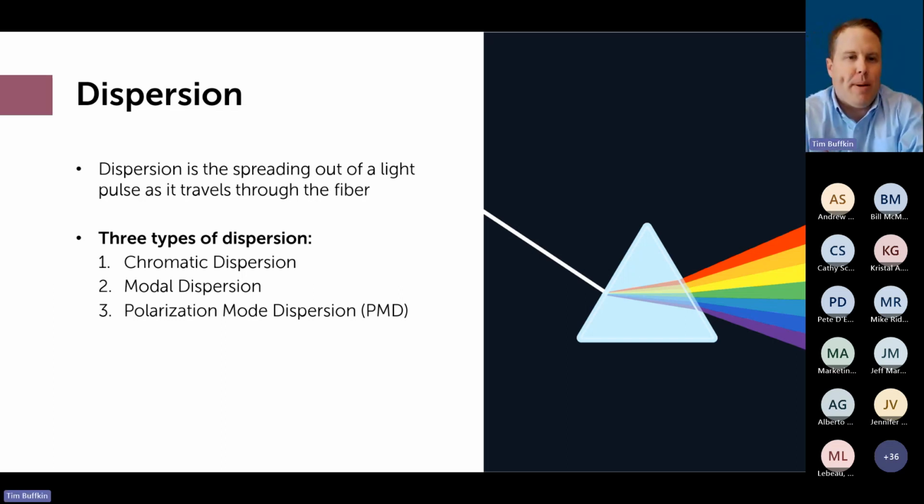So next, we're going to talk about dispersion. So dispersion is going to be the spreading out of a light pulse as it travels through the fiber. Okay, so again, this is going to go back to the wavelengths and the signal that's actually getting sent through. So we're going to have three types of dispersion that we'll talk about: chromatic dispersion, modal dispersion, and polarization mode dispersion, or PMD.